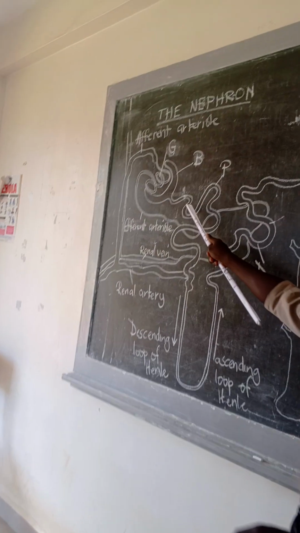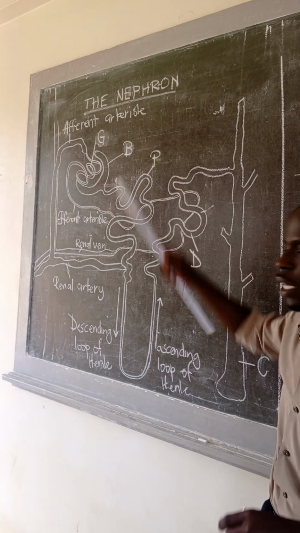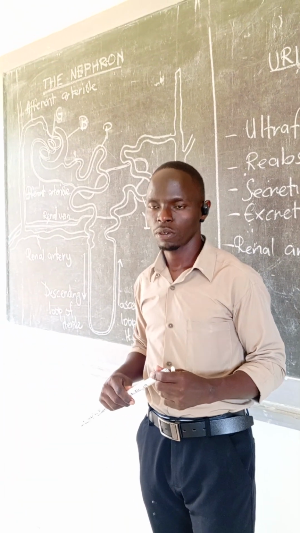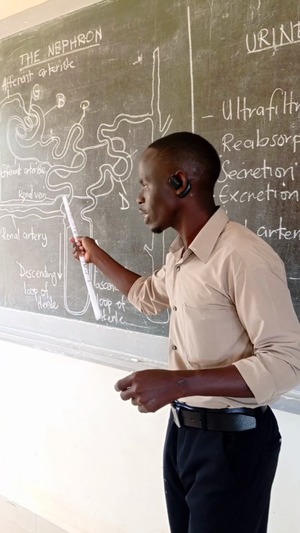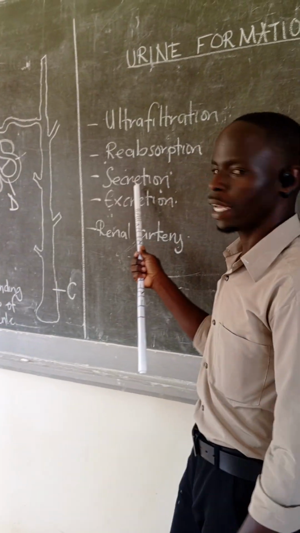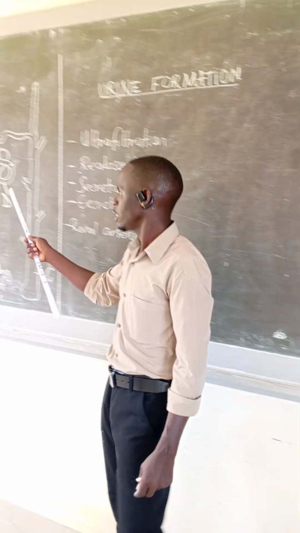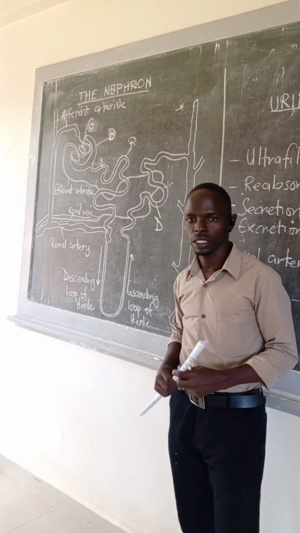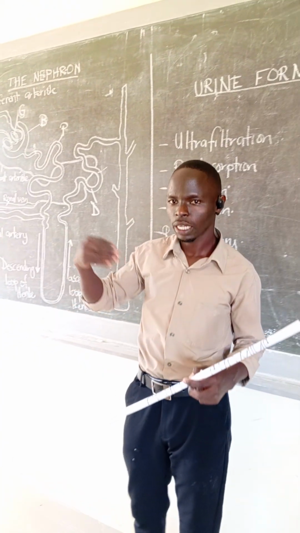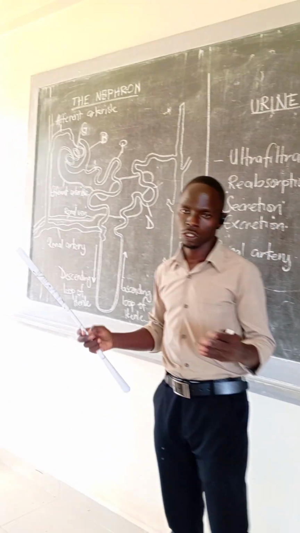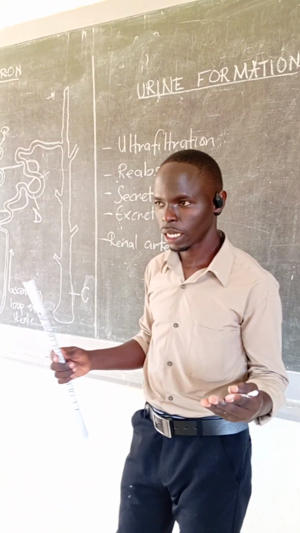So this part, which is P, is called the proximal convoluted tube. In this part, the second process takes place, which is called reabsorption. In this part P, we are going to see the glucose being reabsorbed, some part of water being reabsorbed, and also the amino acids being reabsorbed.